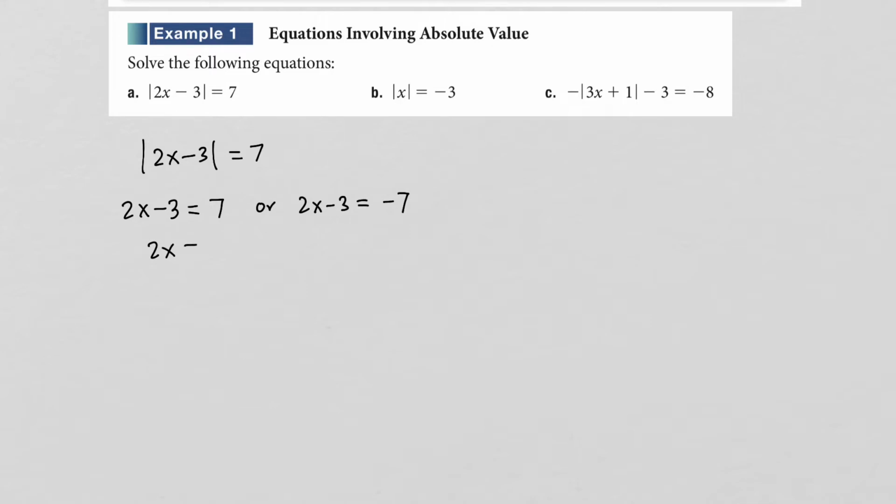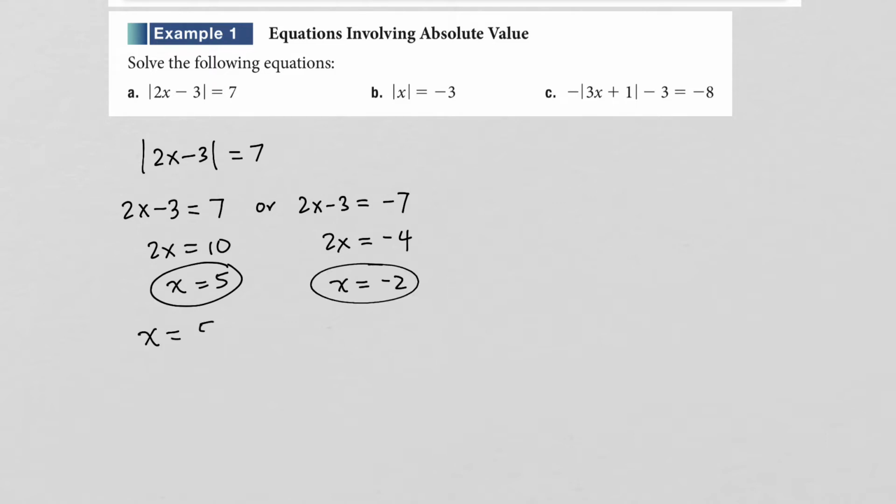So here, if I add 3 to both sides, we get 2x is equal to 10. And then dividing by 2, we get x equals 5. In the other equation, when we add 3 to both sides, we get 2x is equal to negative 4. And then dividing by 2, we get x equals negative 2. So the solution is x can either be 5 or negative 2. And you can write the answer that way. You could write the answer like this. And sometimes they'll even write the answer as a solution set, like this.